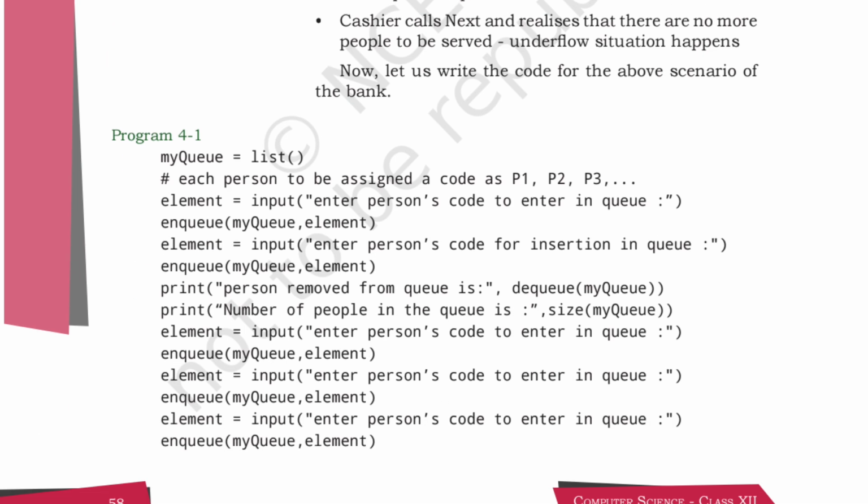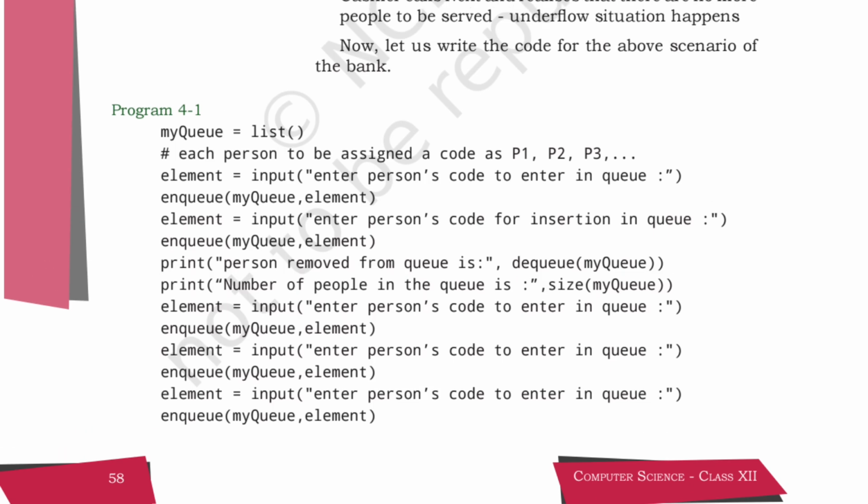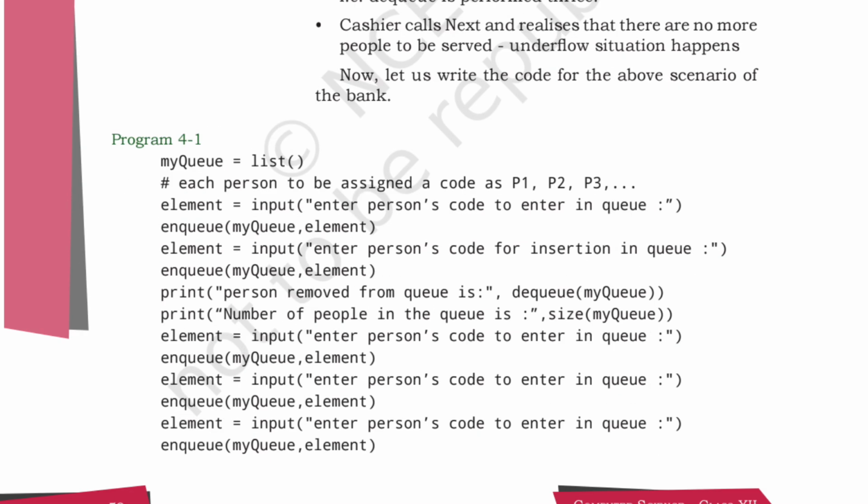So now let us write this code. Let's write this code practically, so you will get to know the answers to these examples practically. So first my queue list will be there. Okay, list method will be there, each person to be assigned a code as P1, P2, P3. Then element = input, enter person code to enter in the queue. Then NQ will happen, myQueue, element.